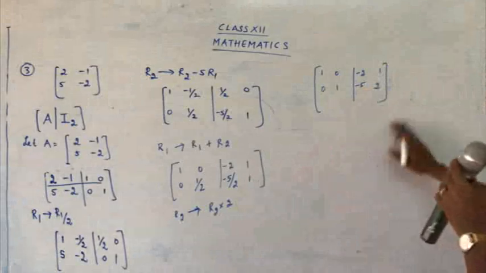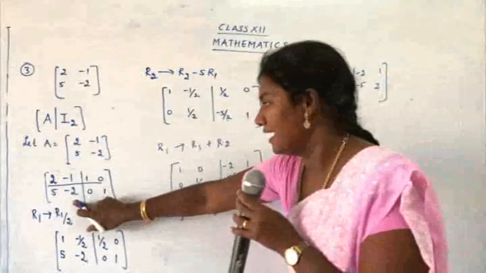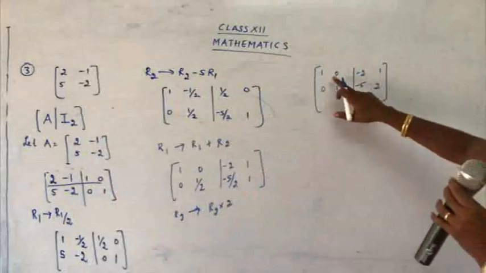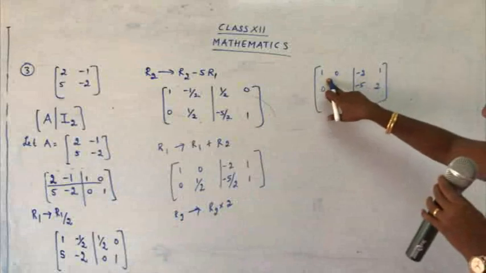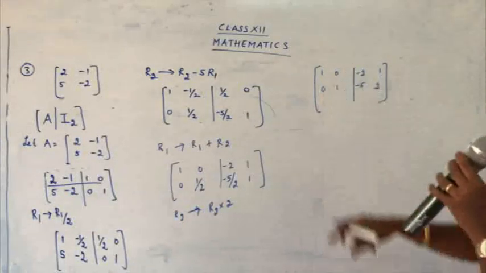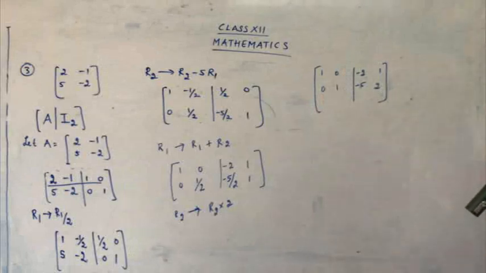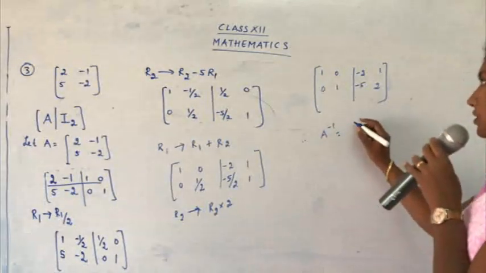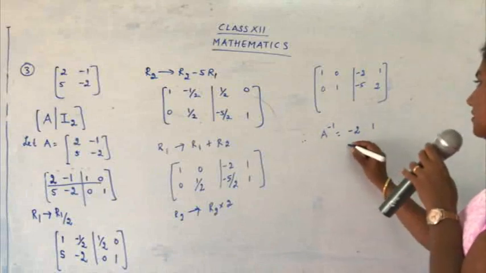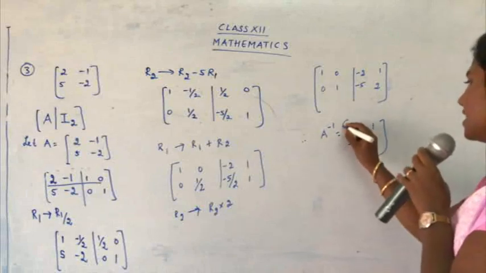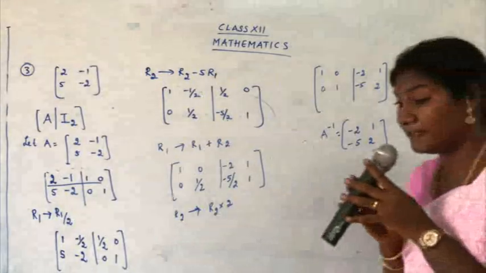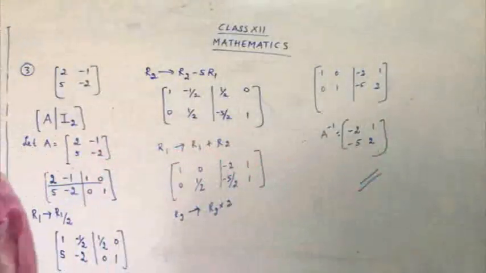So now just see, children. We started with the matrix A and In was here. Now what we have done is we have interchanged them. That is, we have interchanged the identity matrix in place of A using elementary row operations. So now what's your answer? Therefore, A inverse is equal to minus 2, 1, minus 5, 2. So this is our required answer. We have found our answer using which method? Gauss-Jordan method.